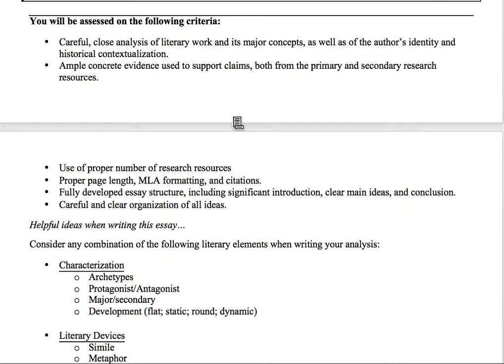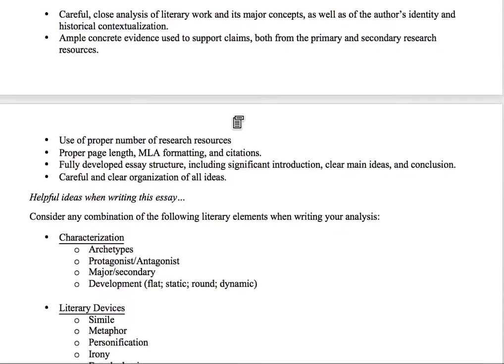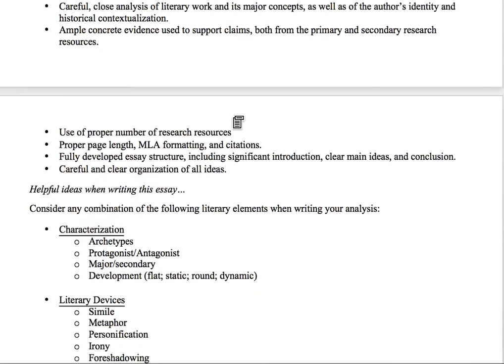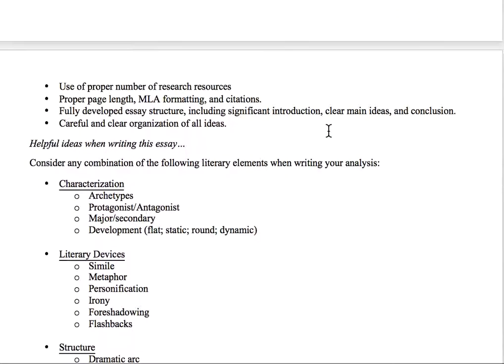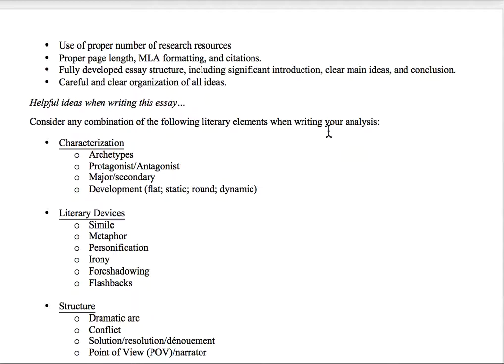For your assessment, you are going to be assessed on making sure that you stick close to the text. So make sure that you're really looking at the work and its concepts, and then secondarily the author and the historical context. Look at lots of good concrete evidence to support your ideas, both from the text, the primary, and the secondary outside resources. Proper number of resources required, so make sure you have at least 2 with the bibliography. The bibliography does not count as one of your pages. Make sure that's an extra page.